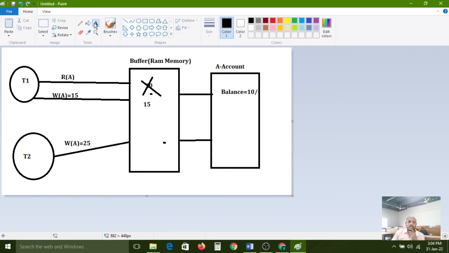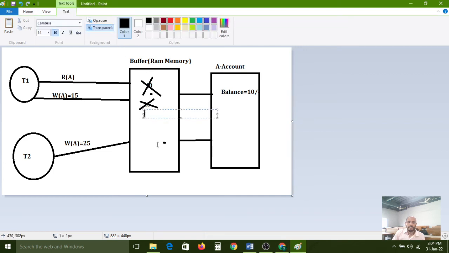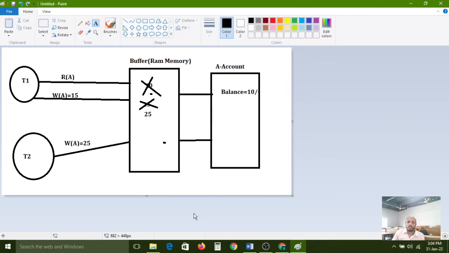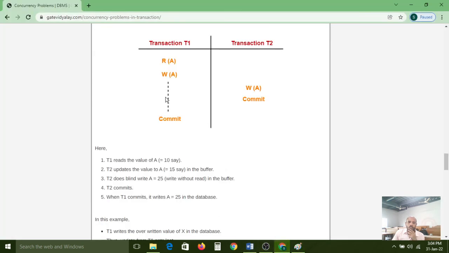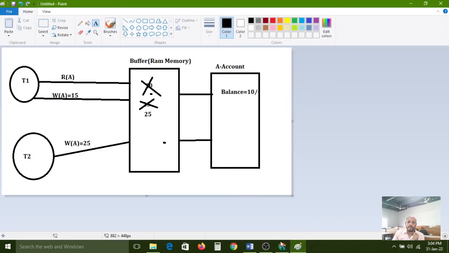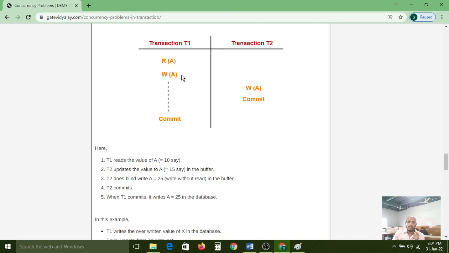So this 15 is replaced with the balance variable, 15 replaced with 25 here, 25 with transaction 2. So transaction 1 is committed right now. Okay, so this space can also be counted.